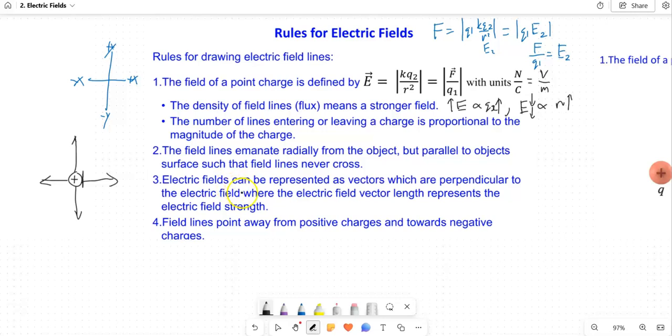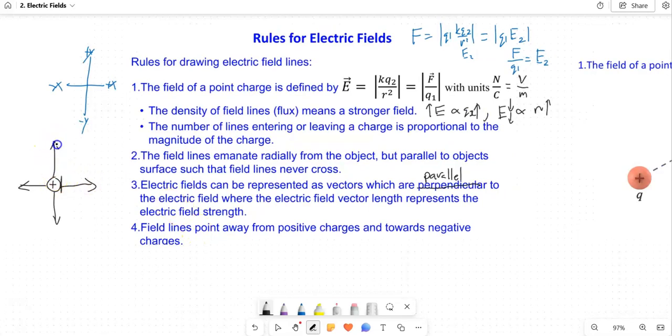Now, electric fields could be represented as vectors, and they are parallel to the electric field lines, to the electric field. This should say parallel. I apologize. It says parallel in your notes.